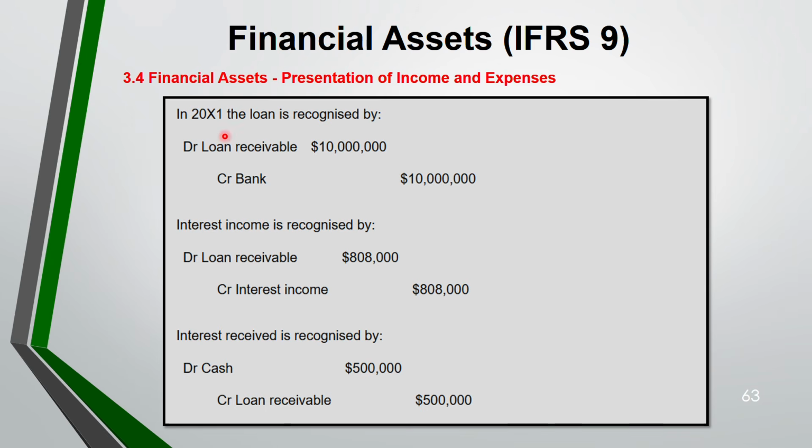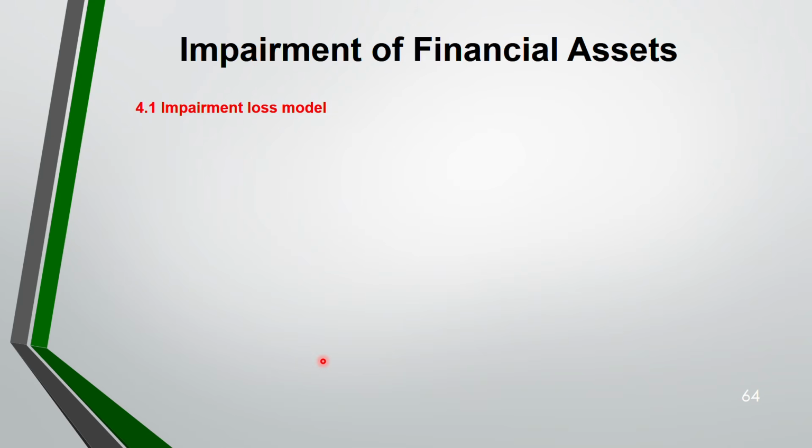Now, the journal entry. In 2001, you will debit loan receivable and credit bank. It's a receivable for you. That's how you are going to recognize the loan. For interest income, you will debit loan receivable and credit the first year's interest. For the interest that you have received in cash, you will debit cash 500 and credit loan receivable 500, because from your loan receivable amount, you have to deduct how much cash you have received. So that's it about financial asset, subsequent and initial measurement.